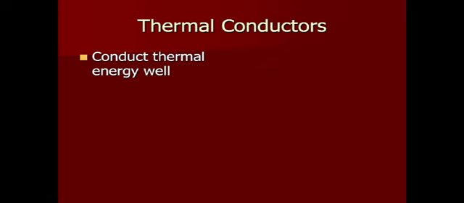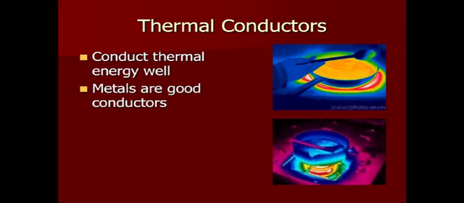Things that conduct thermal energy well are called thermal conductors. Metals are good thermal conductors. These are things where the energy moves from one part of it to the other. The top picture there is a spoon, and you'd have to look up the colors and figure out exactly what the temperatures correspond with. But it looks like the white and the orange is hot, and the blue is going to be cold. These are just false colors that they put on for different temperatures.